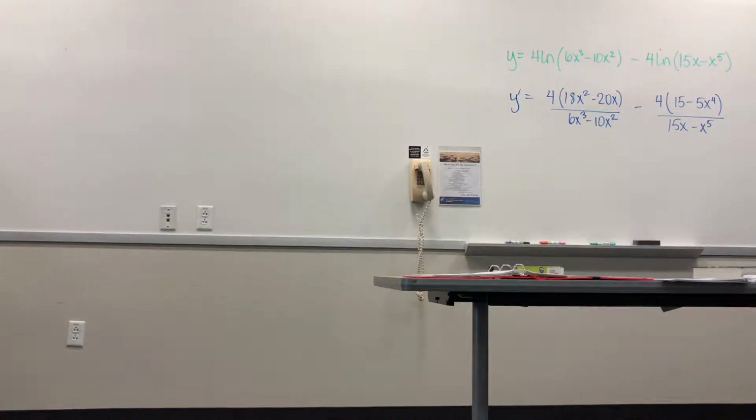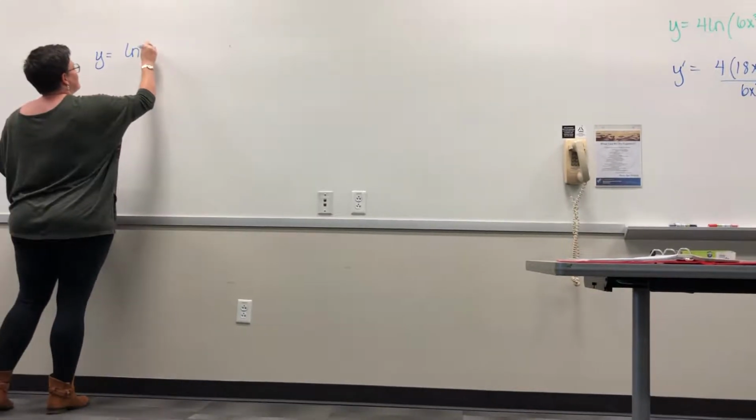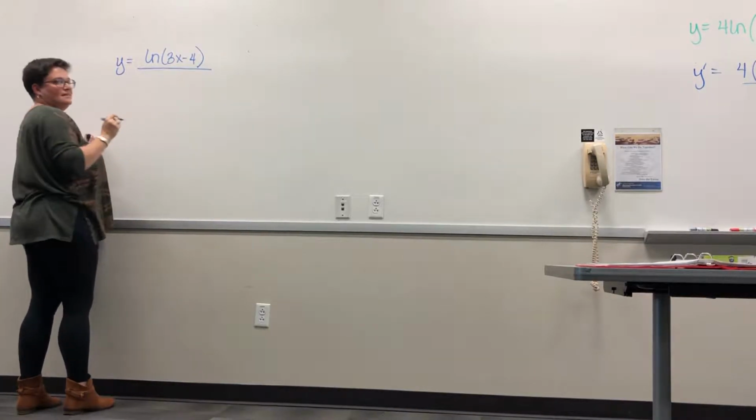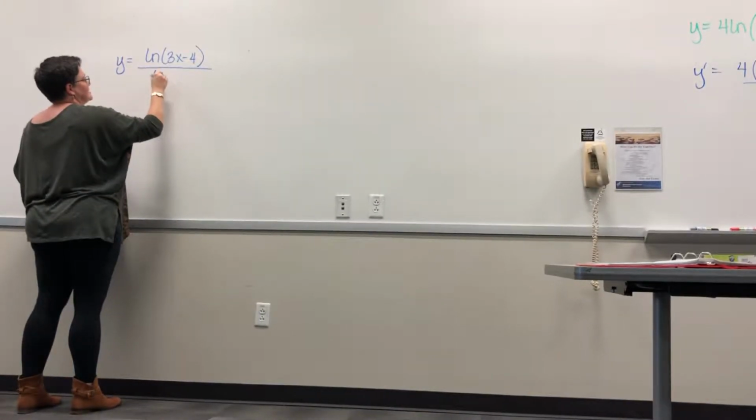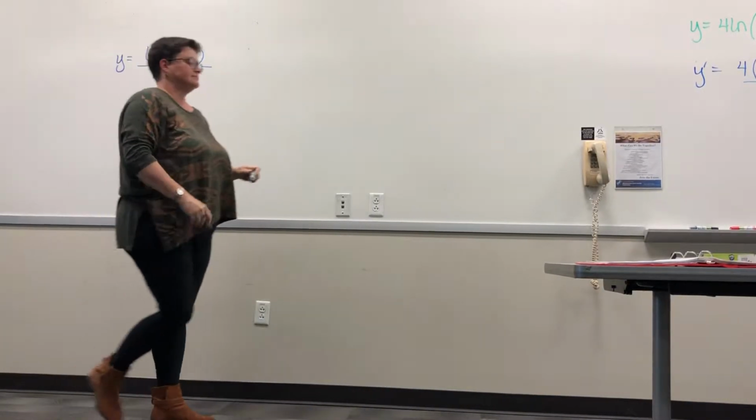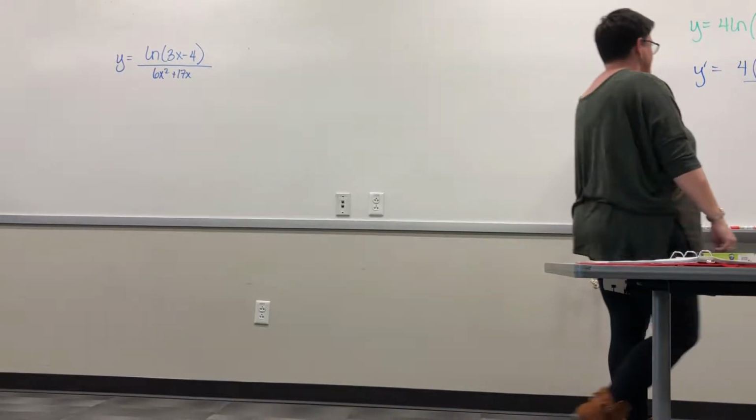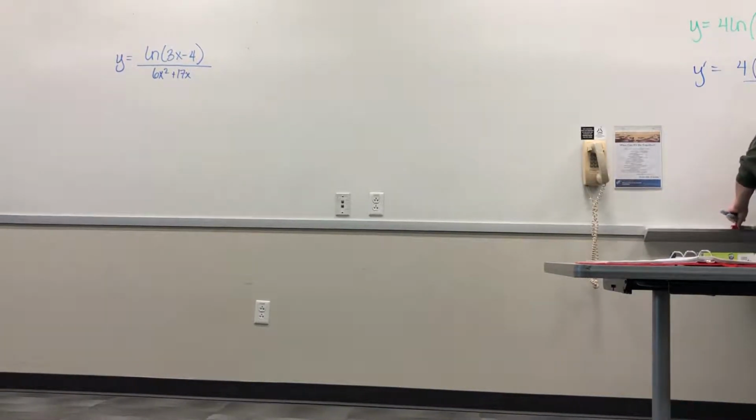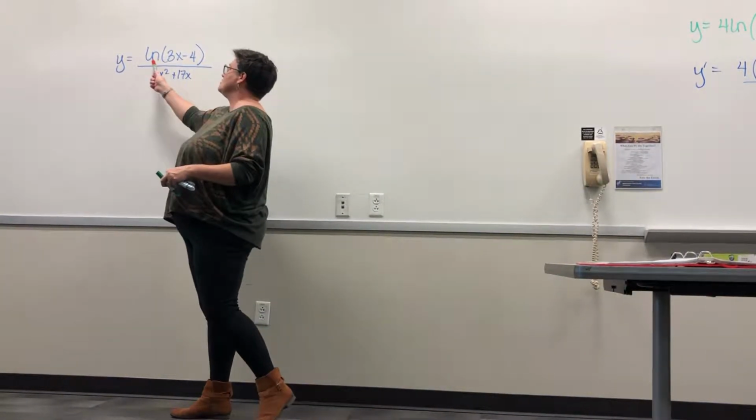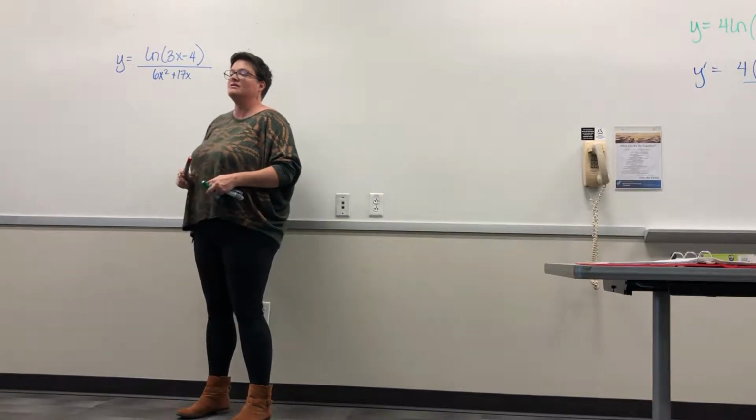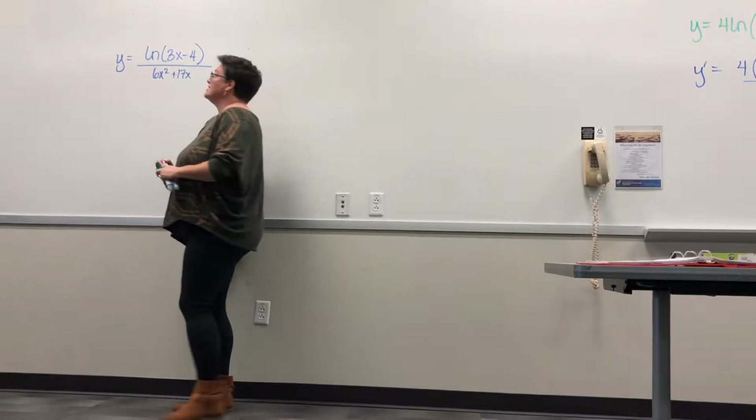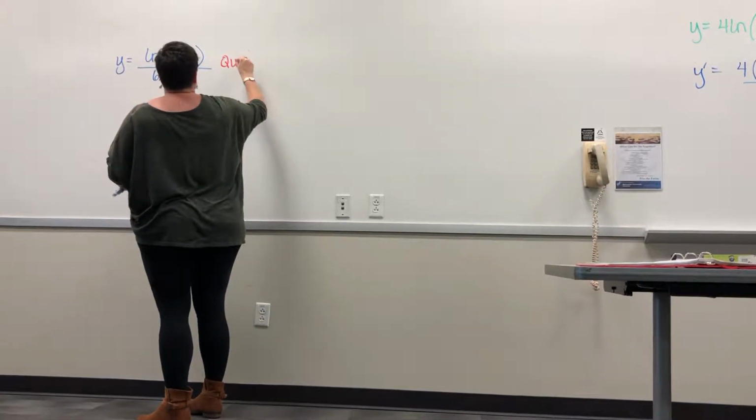How about this one? y equals the natural log of 3x minus 4, divided by 6x squared plus 17x. That is not the same thing, because the parentheses are only the top. What's the subject of the natural log this time? Is it both the numerator and the denominator? No. Do you see the difference? This is a quotient, guys.